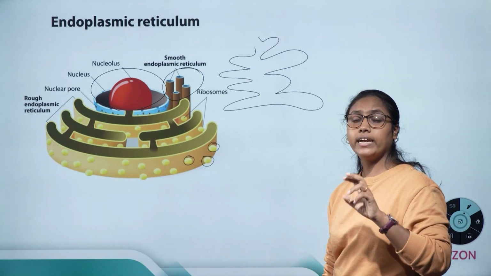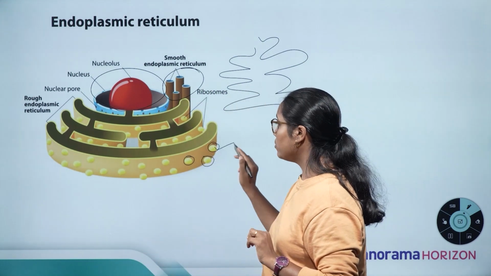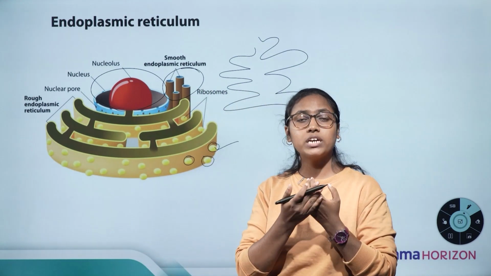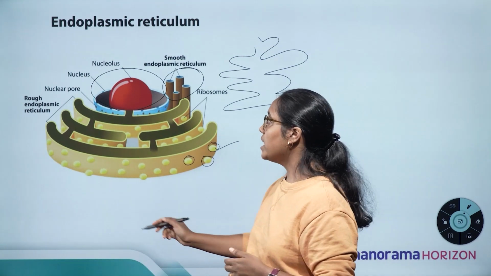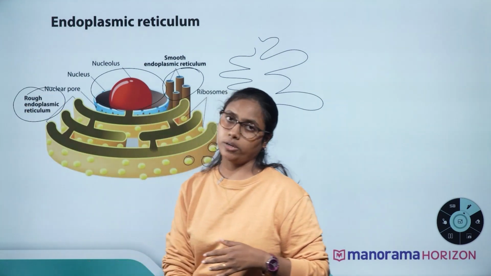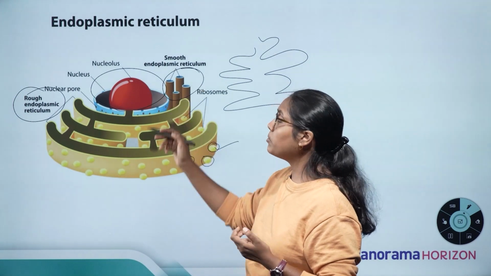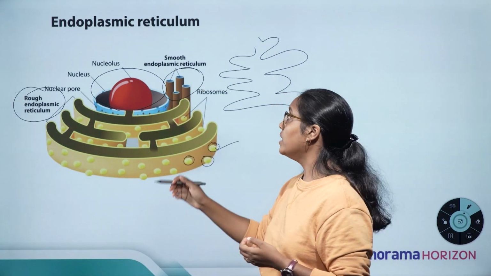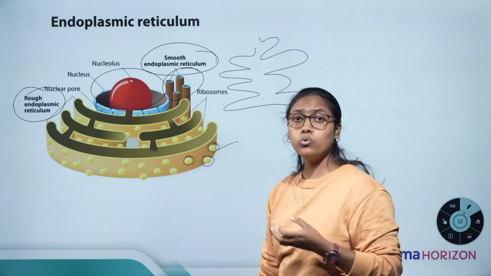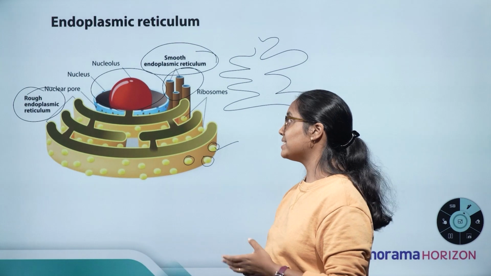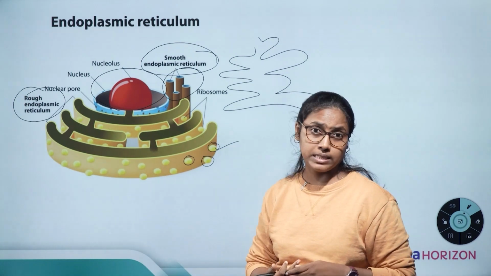So accordingly, endoplasmic reticulums are divided into two. One that has ribosomes attached on the surface. Since ribosomes are attached on the surface, it is not smooth, so we call it rough endoplasmic reticulum, in short RER. And then in some of the endoplasmic reticulum, ribosomes are not attached. They are known as smooth endoplasmic reticulum, SER. Now, ribosome, what it does, it helps in protein synthesis.